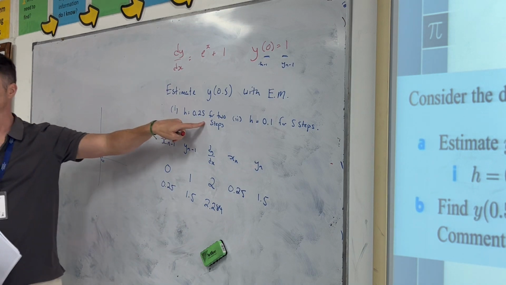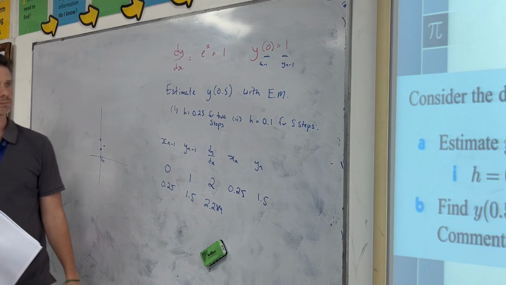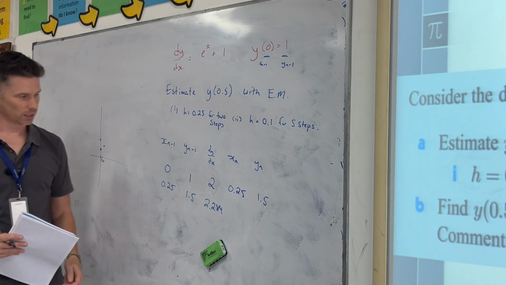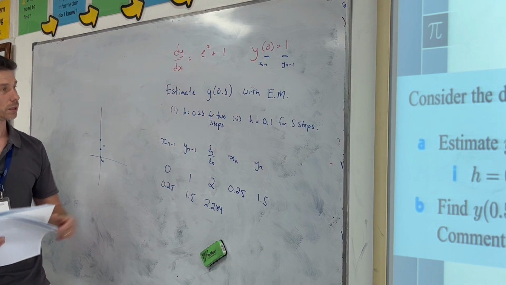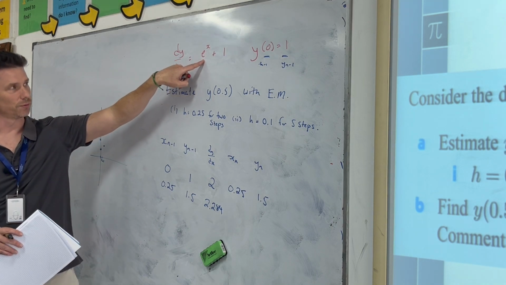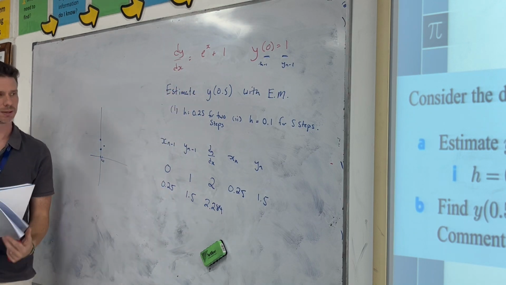It's 1.284, plus 1 because that's the gradient. So e to the 0.25 is 1.284, plus 1 gives 2.284. Yeah, very good.